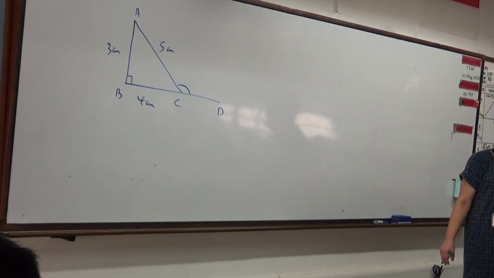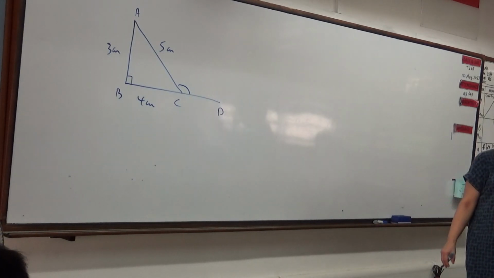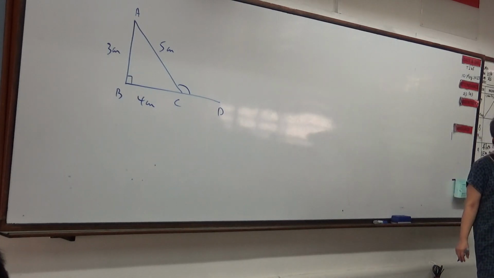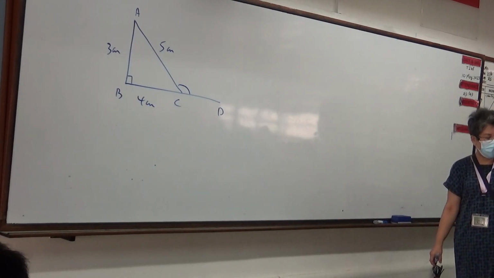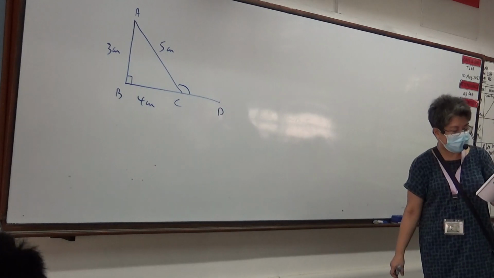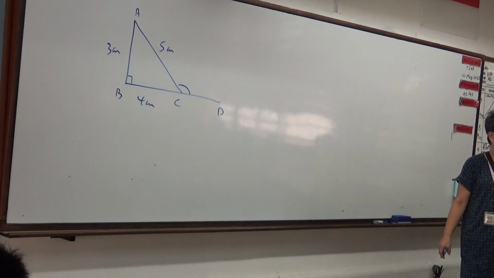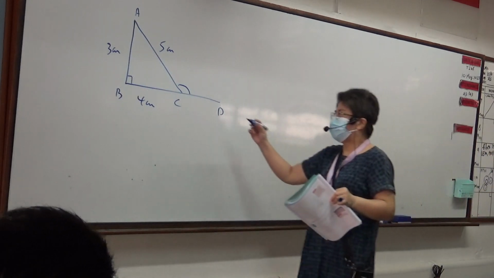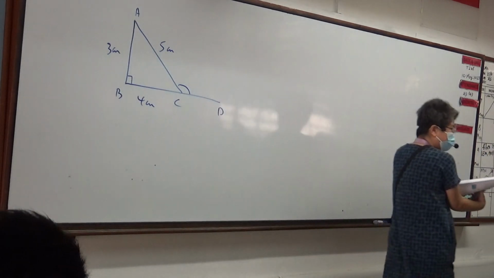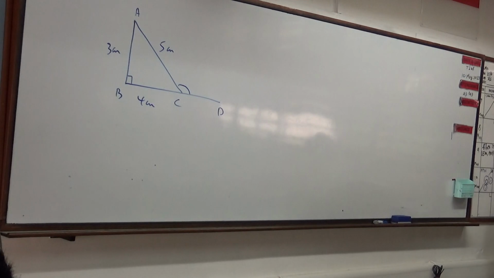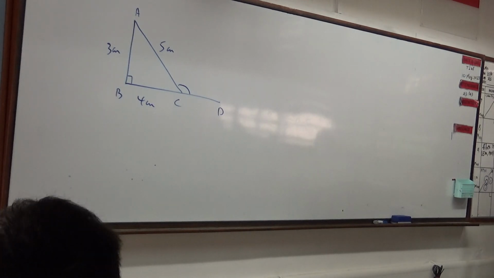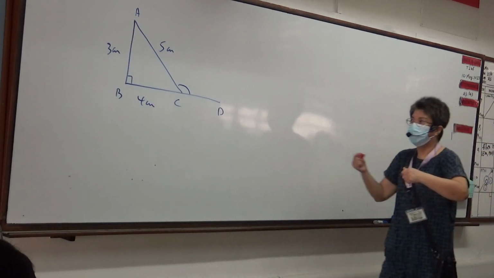In the figure, BCD is a straight line. Angle ABC is 90, AB is 3, BC is 4, and AC is 5. Find the value of each of the following, giving your answer in exact form. Now, I'm going to do something first. Then, I think it will follow. No need to draw this picture, it's already in your book.